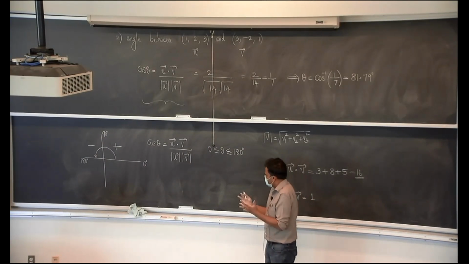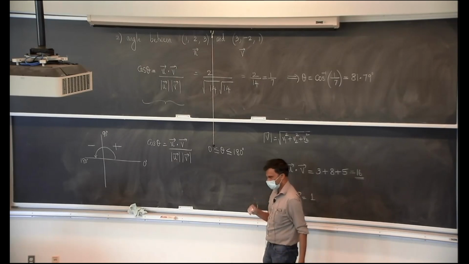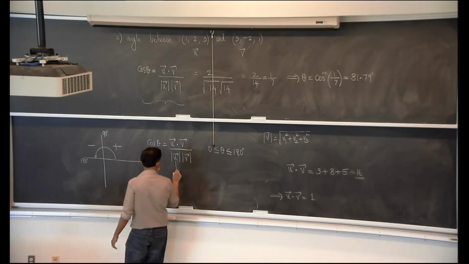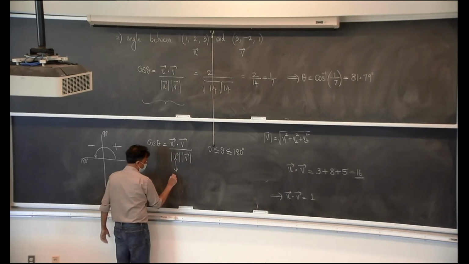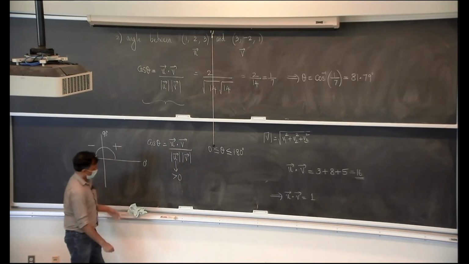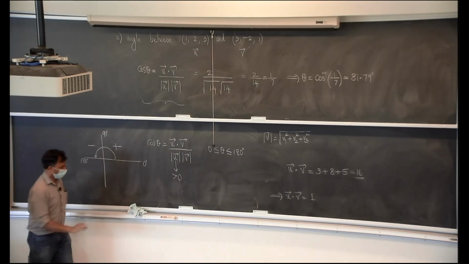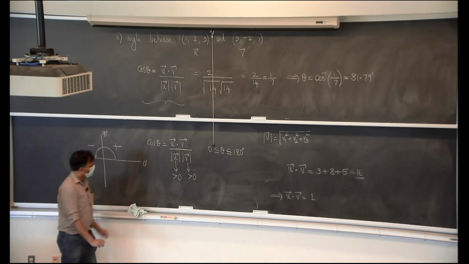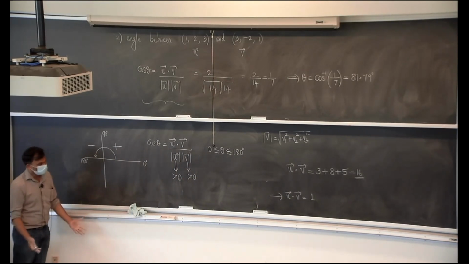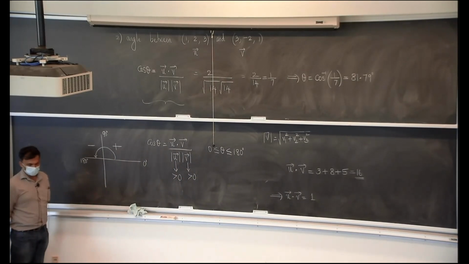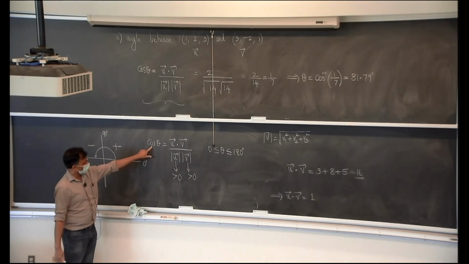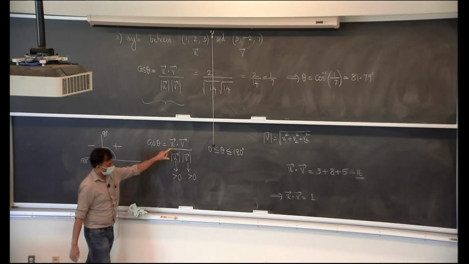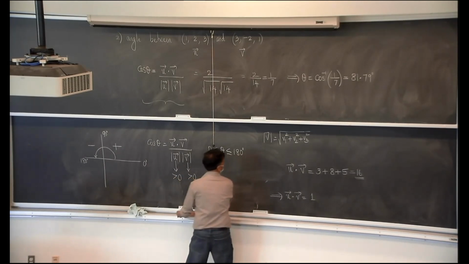Can we just get that information based on this expression here? Okay. If you look at this number here, this is always positive because it's the square root of the sum of the squares. This is also always positive. Unless it's equal to 0, okay, those two numbers are always positive. So the sign of cosine of theta just depends on the sign of the dot product u dot v.